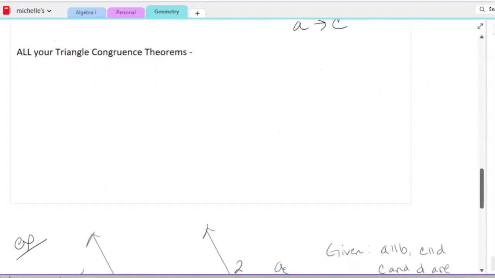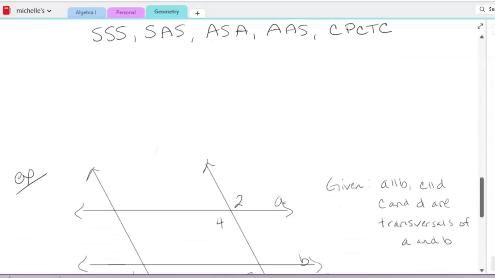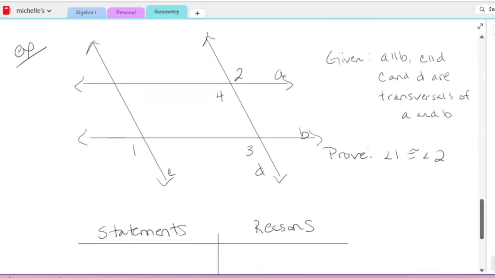But the other thing that we need to have in your brain as we start to put together these proofs are all of our triangle congruence theorems. And those were the ones that were SSS, SAS, ASA, AAS, and also CPCTC. Remember, corresponding parts of congruent triangles are congruent. Okay, so hopefully you guys remember those. No, we've not lost them. All right, so let's dive in.